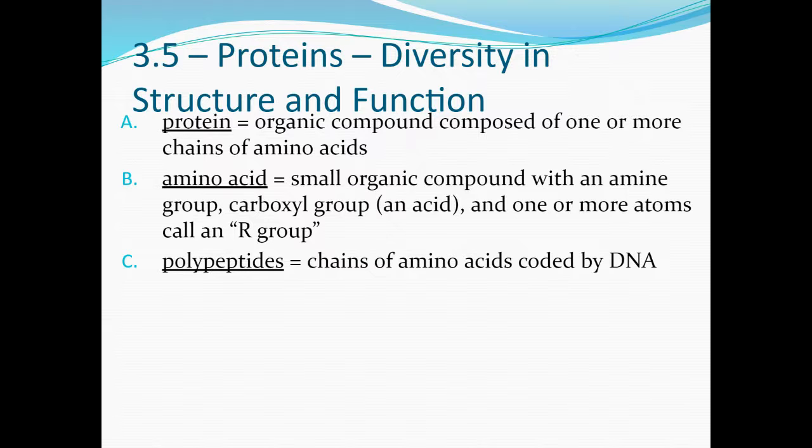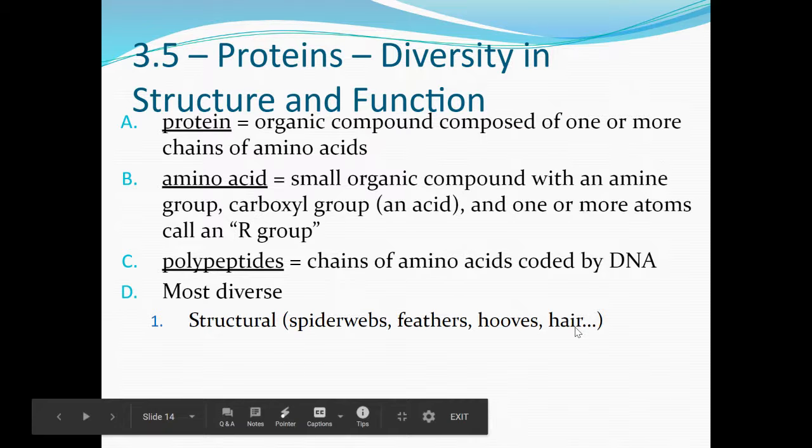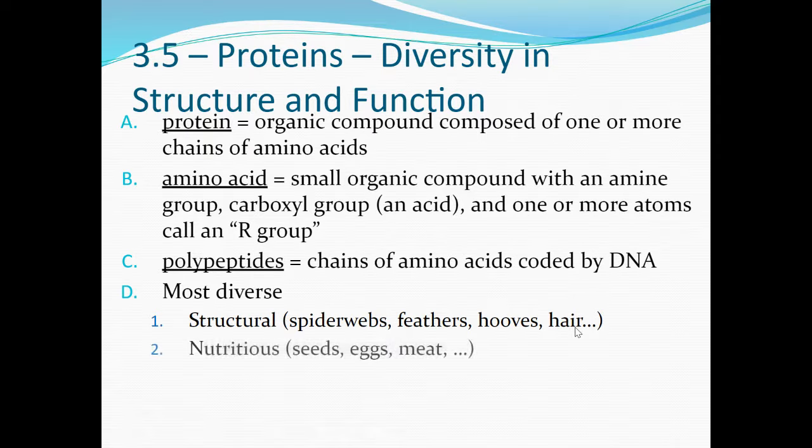Polypeptides are the polymers. So the monomers are amino acids, and the polymers are polypeptides, chains of amino acids coded by DNA. Proteins are the most diverse group of macromolecules. There are way more types of proteins than there are carbohydrates, lipids, or nucleic acids. Some proteins work for structures, like in spiderwebs, feathers, hooves, hair, muscles primarily. Bones are made with a lot of protein as well.